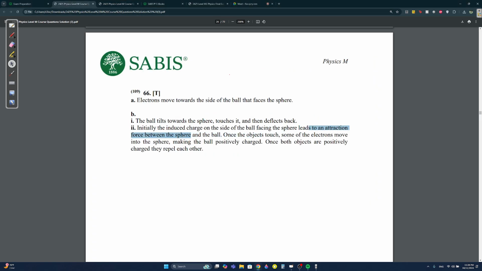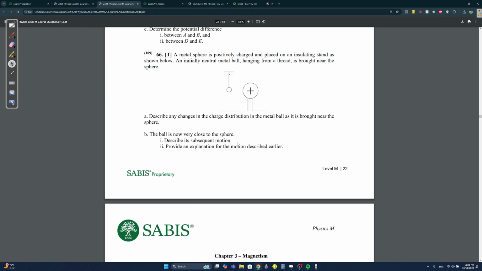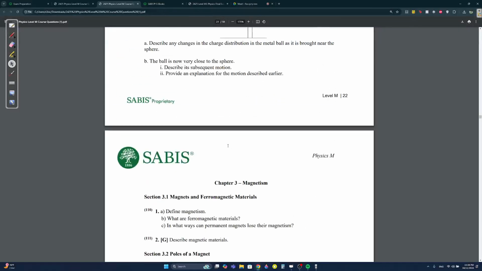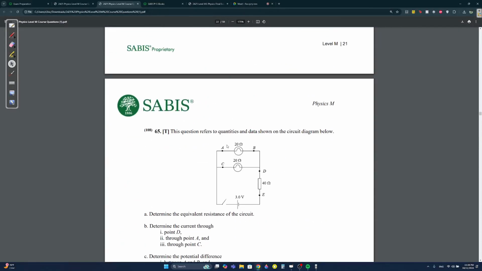So it leads to an attraction force. Once objects touch, the electrons move into the sphere, making the ball positive. Once both objects are positive, they repel. So I basically explained it in my own way. That's chapter 2. 2.23 done.